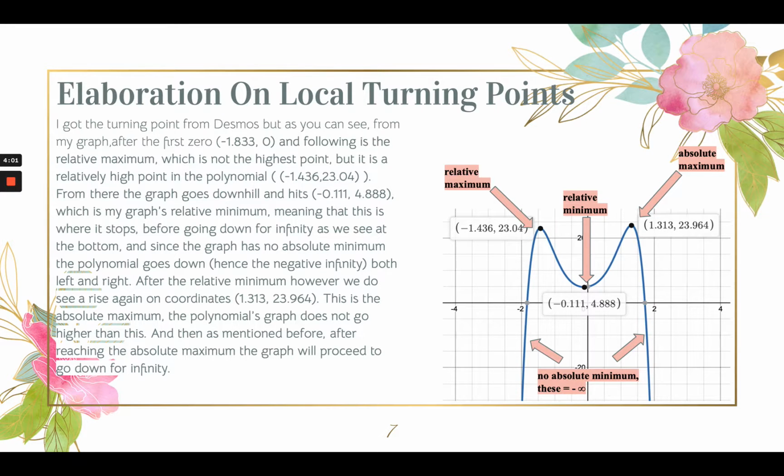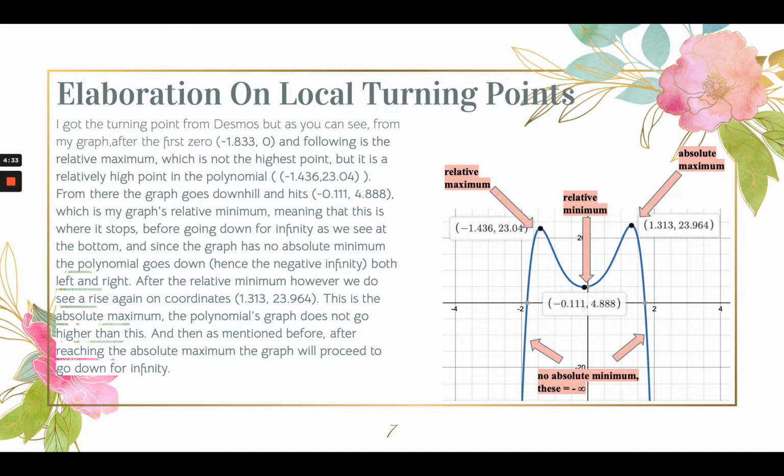Elaboration on local turning points. I got the turning points from decimals, but as you could see from my graph, after the first zero and following it is the relative maximum, which is not the highest point, but it's a relatively high point in the polynomial. From there, the graph goes downhill and hits negative 0.111, 4.888, which is my graph's relative minimum, meaning that this is where it stops before going down to infinity, as we see it in the bottom.